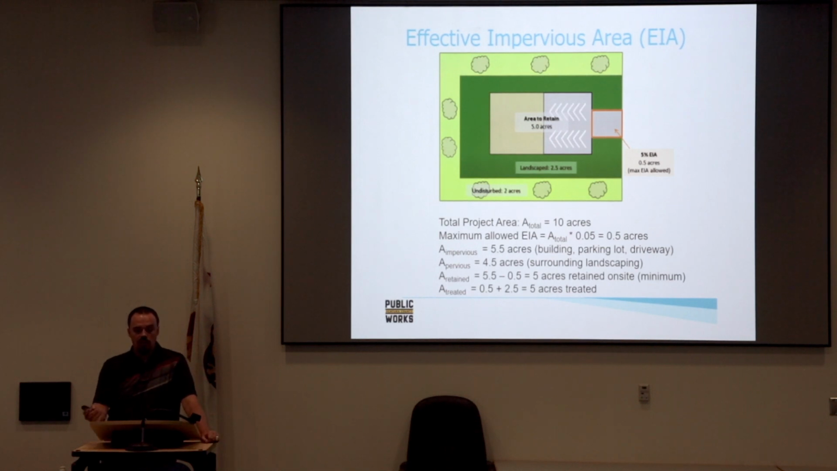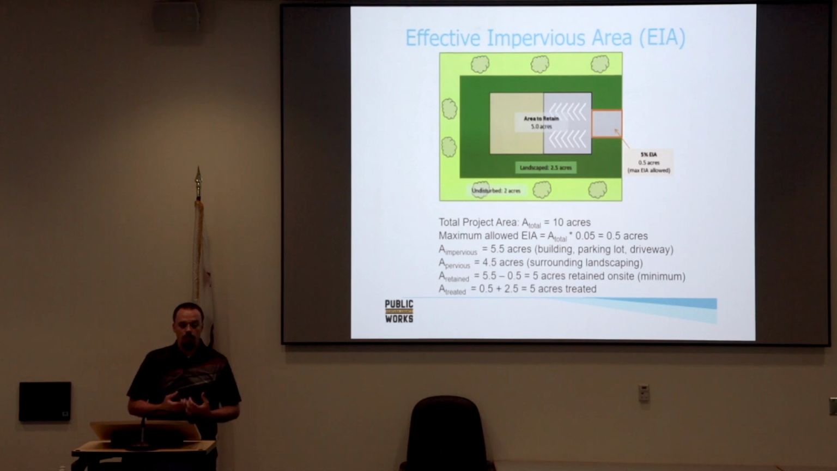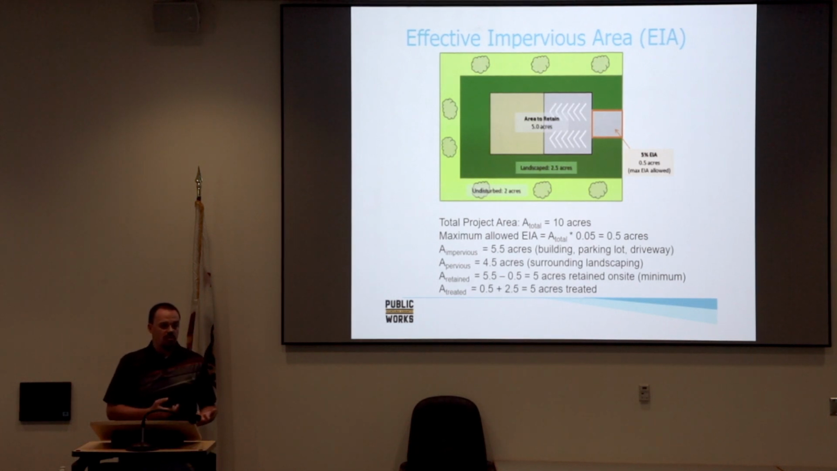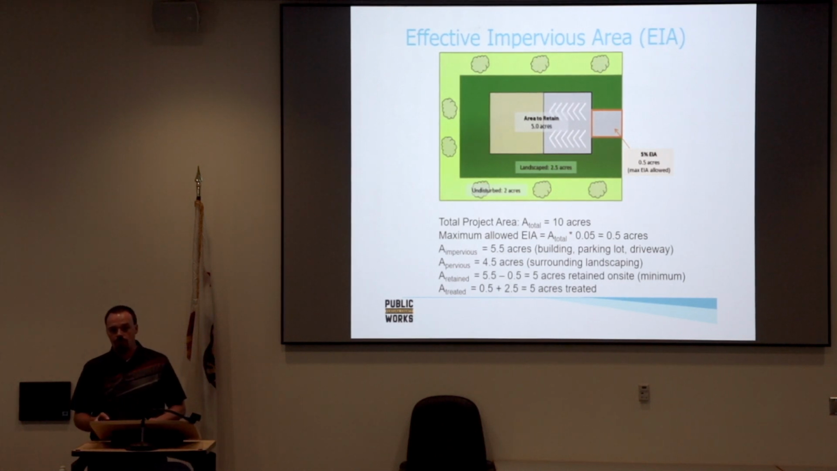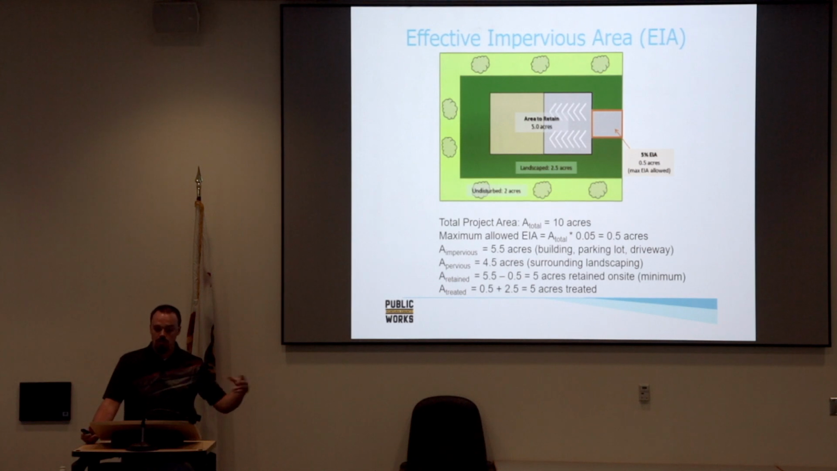And then the next thing is to calculate, okay, what's my impervious area? So you've got 5.5 acres here, the driveway area and the parking and the home, and you have 4.5 acres of pervious area. The area you need to retain is the impervious area minus the EIA area. So you have 5.5 acres minus the 0.5 acres we just calculated for the effective impervious area allowed just to be treated and released. So you have 5 acres of this site you need to retain on site minimum.